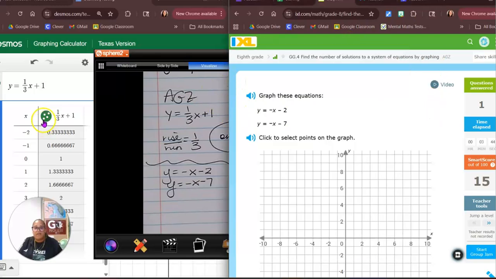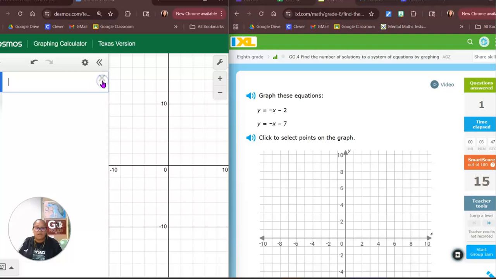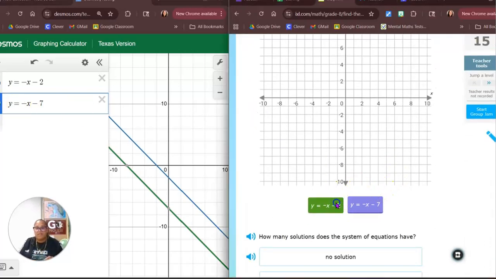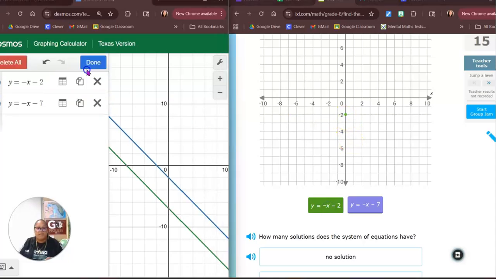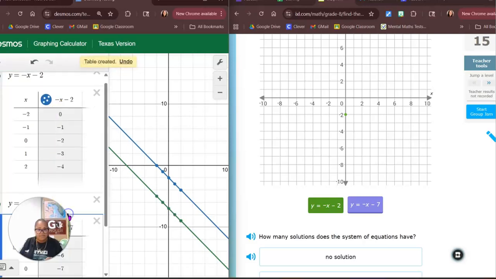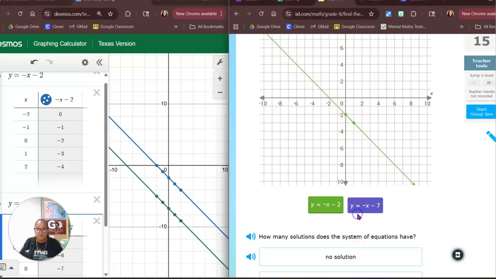So let's come to IXL, and if you need help, come here, clear out the other graphs. y equals negative x minus 2, and y equals negative x minus 7. So let's start with the green one, and then I'll plot my y-intercept, and then make my points. Okay, create the table. Now I'm going to do it again, make a table. Okay, so here are my points. So I can do 1 and negative 3. Boom.